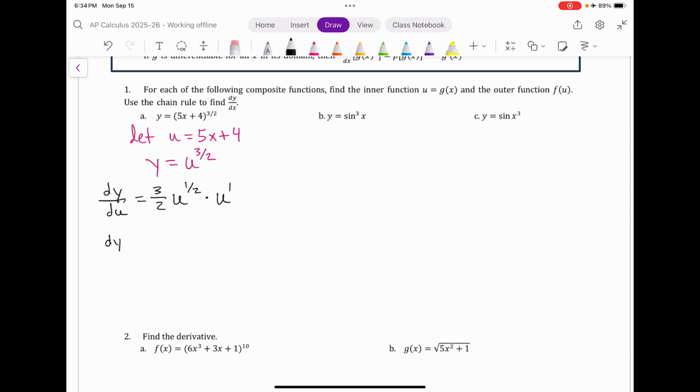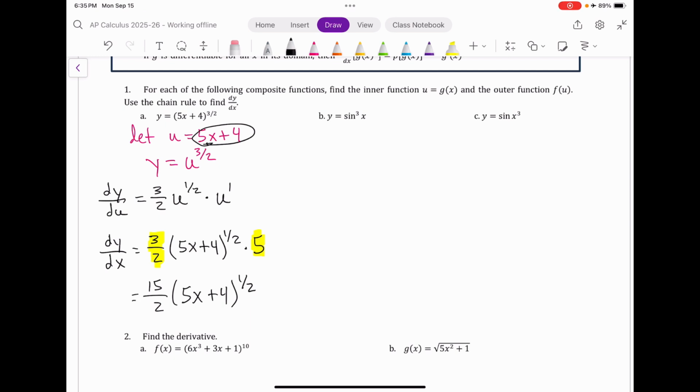So we're going to replace u with what our expression was in terms of x. So dy dx this time, because now it will be with respect to x, is 3 over 2 times 5x plus 4 to the 1/2, and then times the derivative of u, so the derivative of 5x plus 4 is just 5. We try to clean up what we can, so we can multiply 3 over 2 and 5 together to get 15 over 2 times 5x plus 4 to the 1/2. We could change it to radical form also if necessary, but we'll leave it like that.